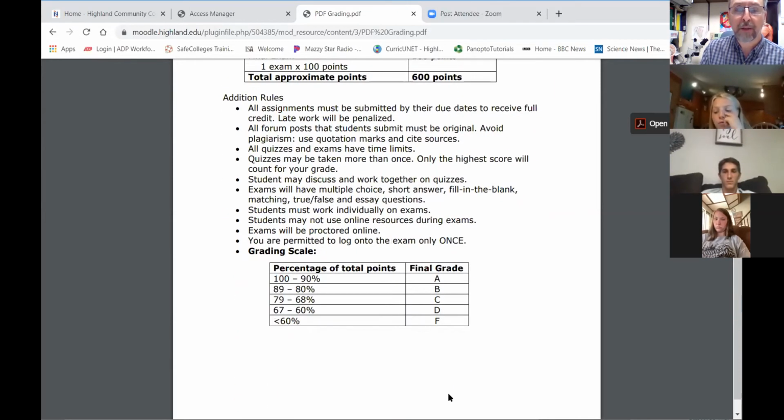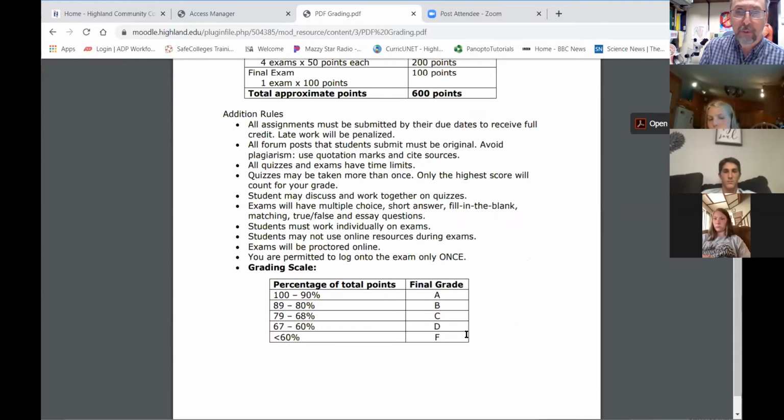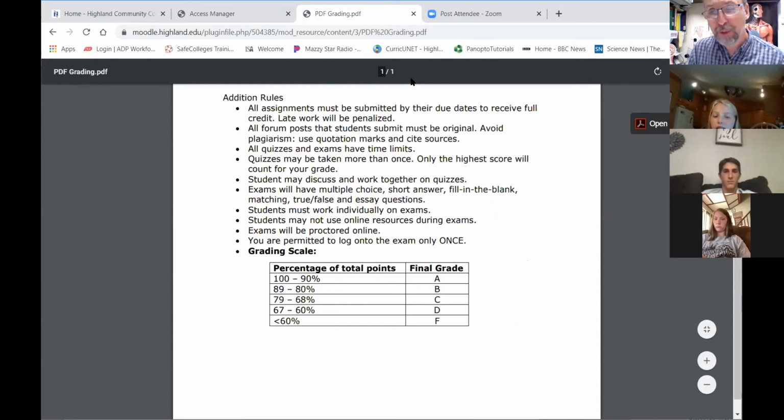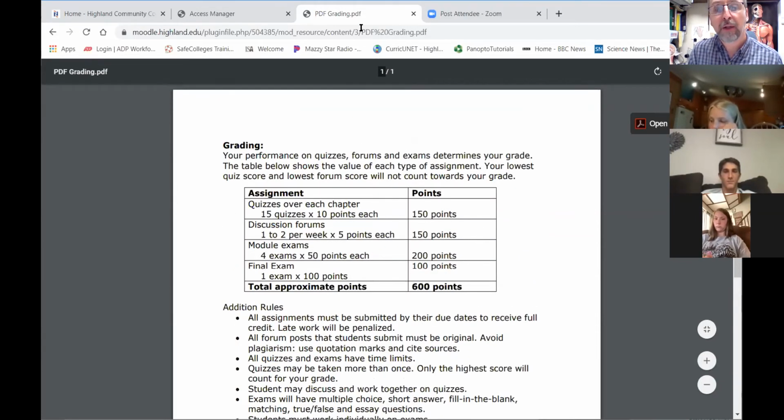The grading scale. If you get 90% of the points, it's an A, 80 to 89% is a B, and then 68 to 79 is a C. 60 to 67 is a D, and below that, hopefully we won't have to talk about that. Basically, if you do everything, it usually comes out pretty well, because a lot of the things you can do over and just follow the directions.